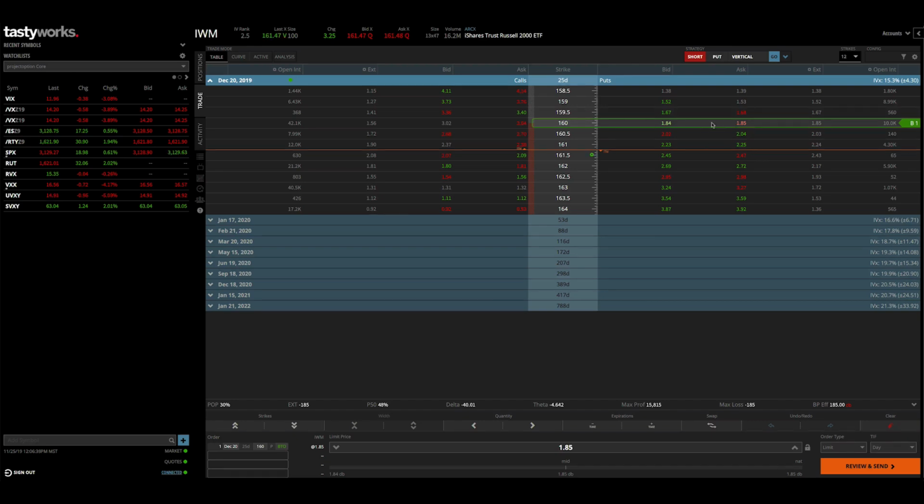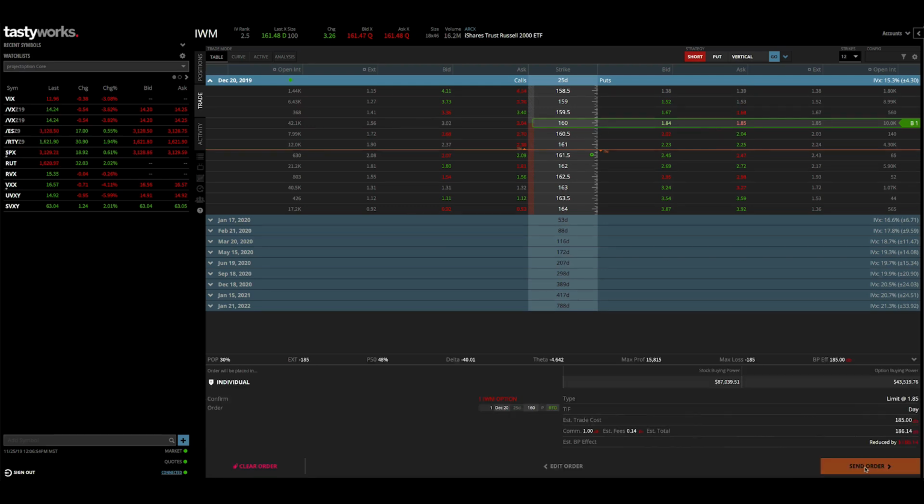Let's say I want to buy this option for $1.85. I can click this little lock with $1.85 selected, and this will make it so that this price does not change as the option price changes. So if I click review and send, this will review everything with this order, and it says the estimated trade cost is $185, because I'm buying an option for $1.85. Plus the commissions and estimated fees, I get a total trade cost of $186.14. So that's the amount of money I need in my account to actually purchase this option.